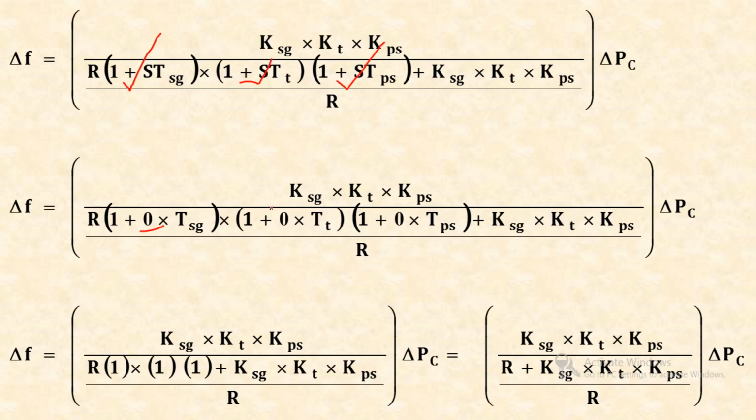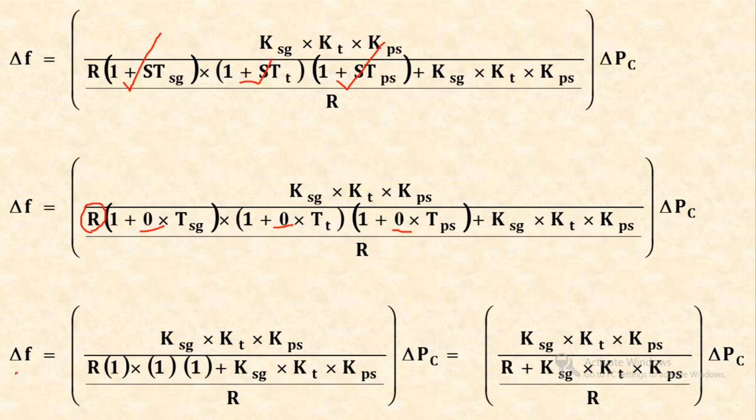So this is the first term, this is the second term and this is the third term. We have to put S equal to 0. So over here 1 plus 0, 1 plus 0, 1 plus 0 and all multiply with this R. So R into 1 into 1 into 1.